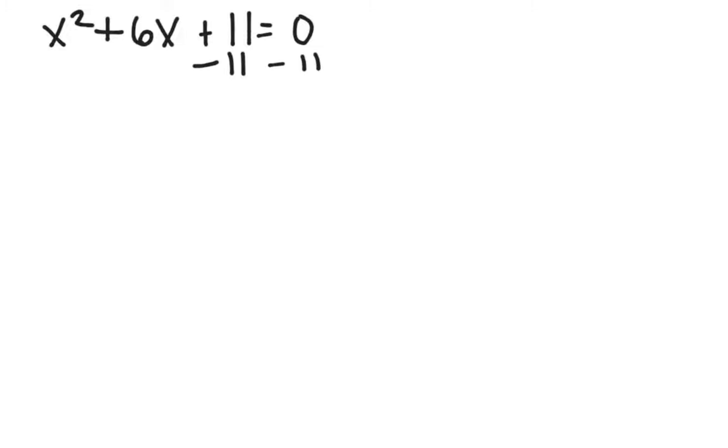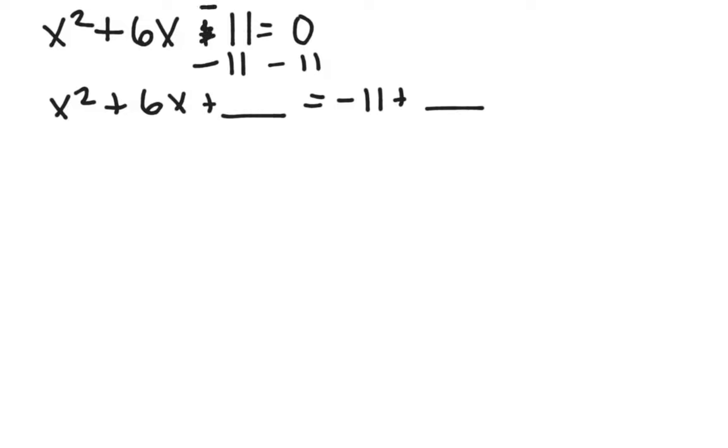Okay, let's do x squared plus 6x plus 11 equals 0. Once again, not a perfect square. Subtract the 11. x squared plus 6x, put in my plus blank, equals negative 11 plus blank. You know, I think that was supposed to be a minus 11 when I started the problem. There we go. Add 11, so that's positive 11. Did not mean to copy that down wrong.